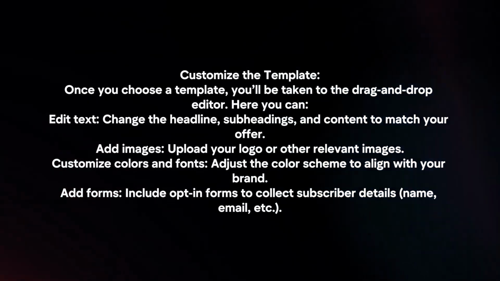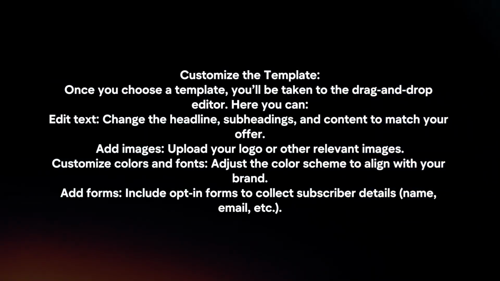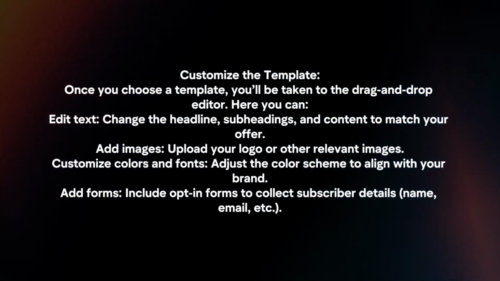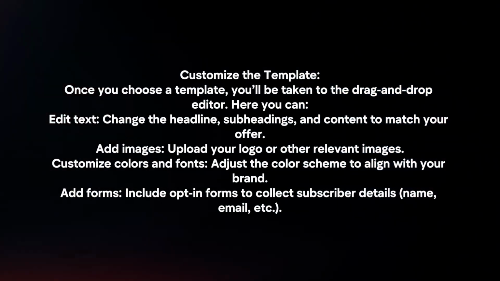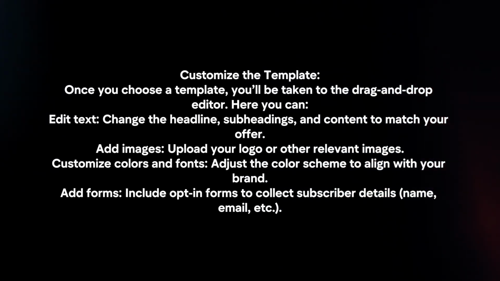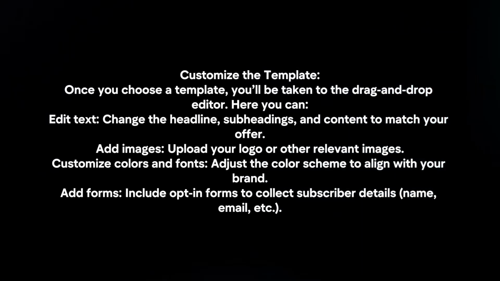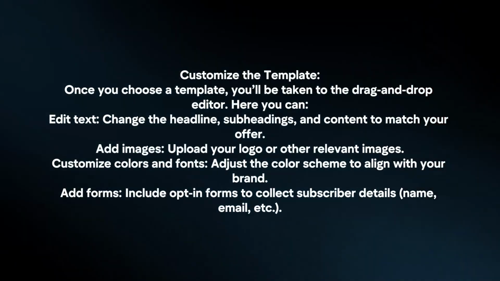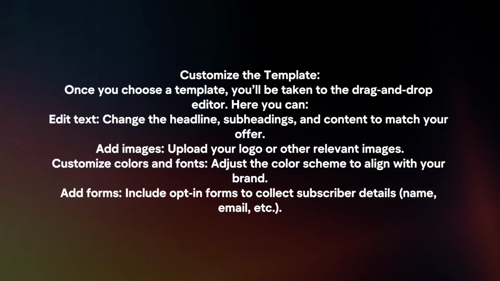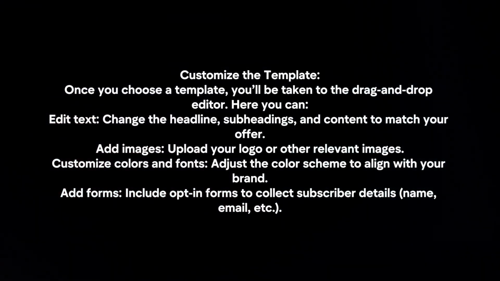Customize the template. Once you choose a template, you'll be taken to the Drag and Drop Editor. Here you can edit text, change the headline, subheadings, and content to match your offer. Add images. Upload your logo or other relevant images. Customize colors and fonts. Adjust the color scheme to align with your brand. Add forms. Include opt-in forms to collect subscriber details.